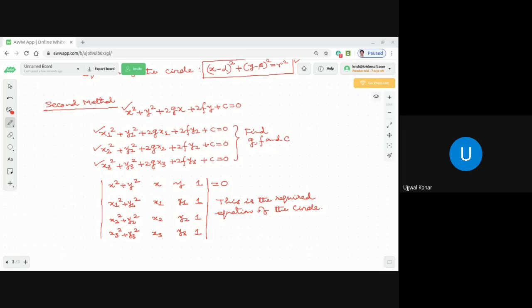In the next class, we will discuss concentric circles, and then the other relevant topics, and also solve some numerical questions together.